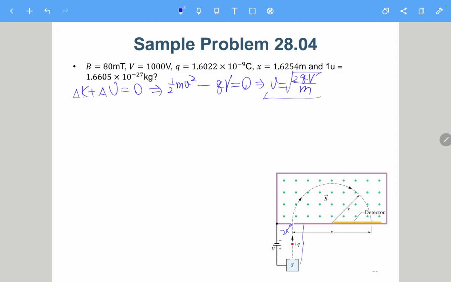So this is the initial velocity here. Okay, so next, r equals mv over qB. This is the equation we just obtained in the previous page. So here we can plug in v equals this number. So we have m over qB, and then v changed to 2qV over m, and then take the square root of the whole term.